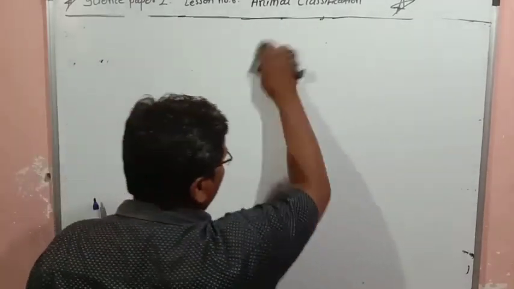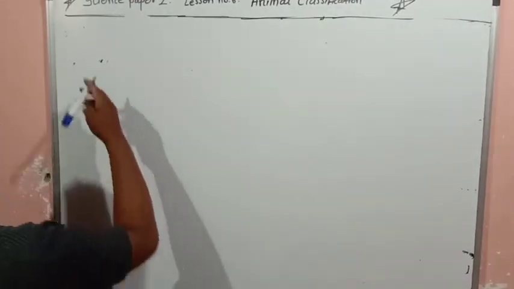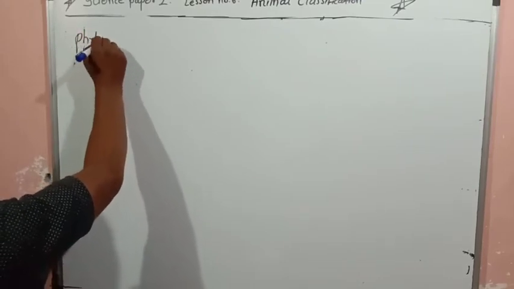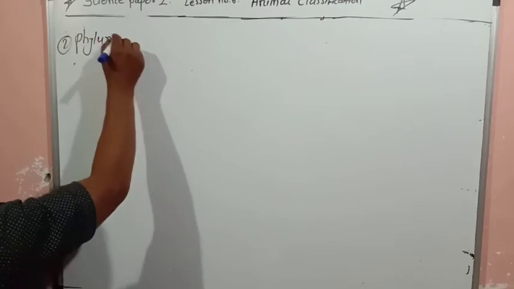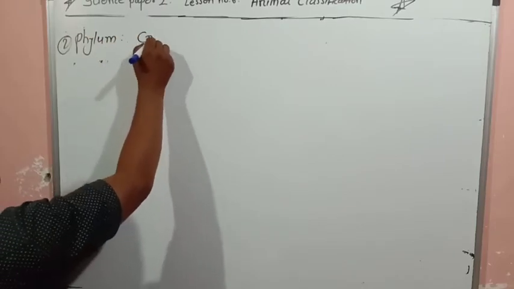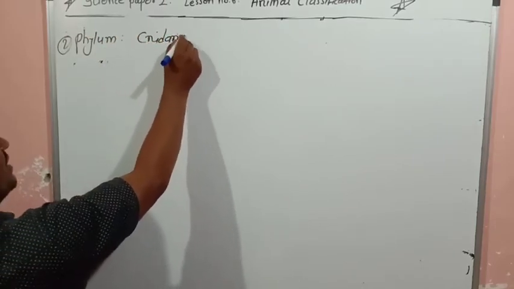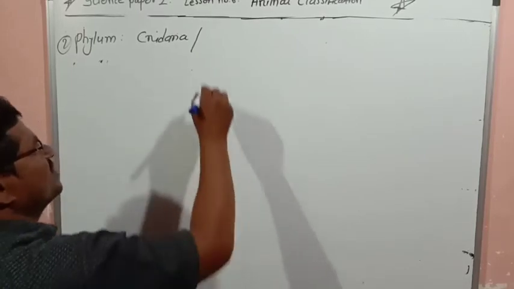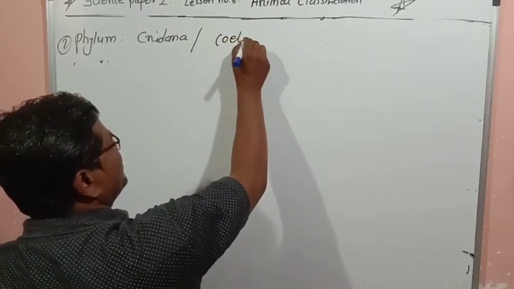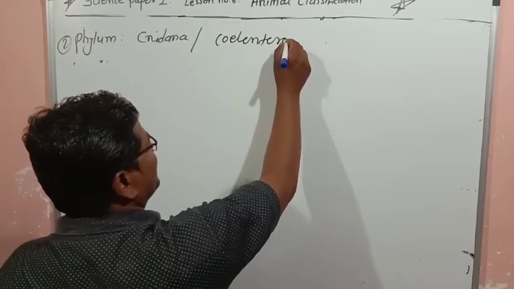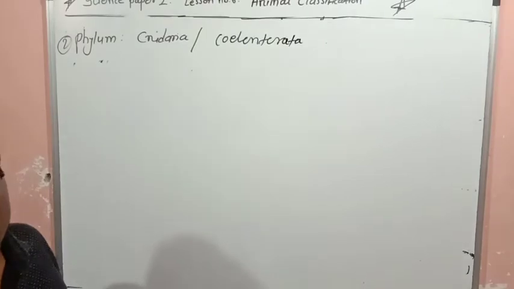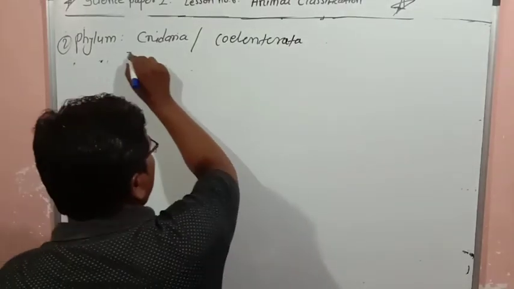Cnidarians or Cnidaria. Next phylum is Cnidaria. Phylum number 2 is Cnidaria, or you can also say Coelenterata.